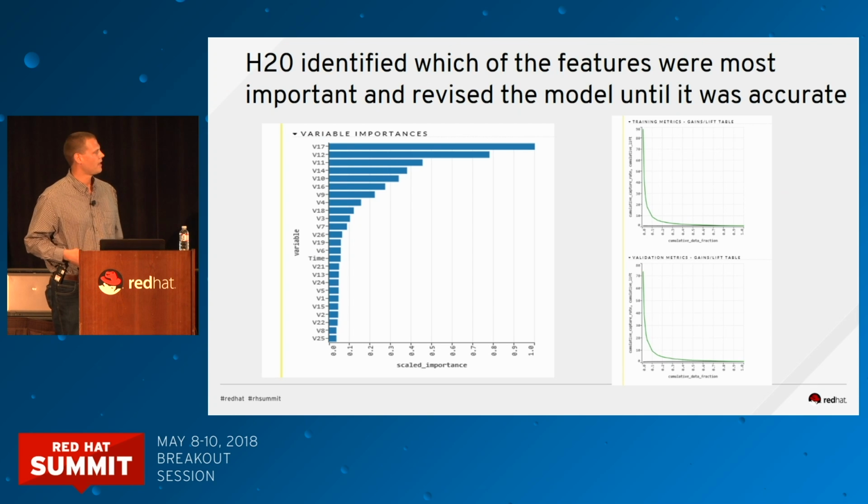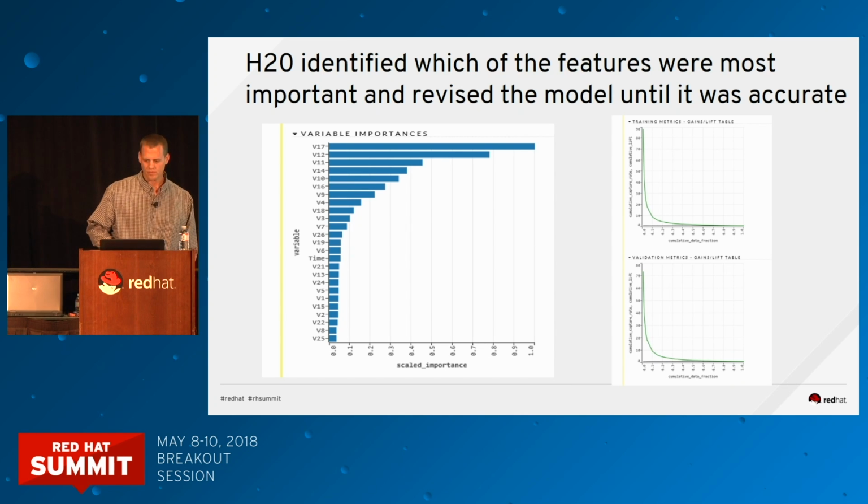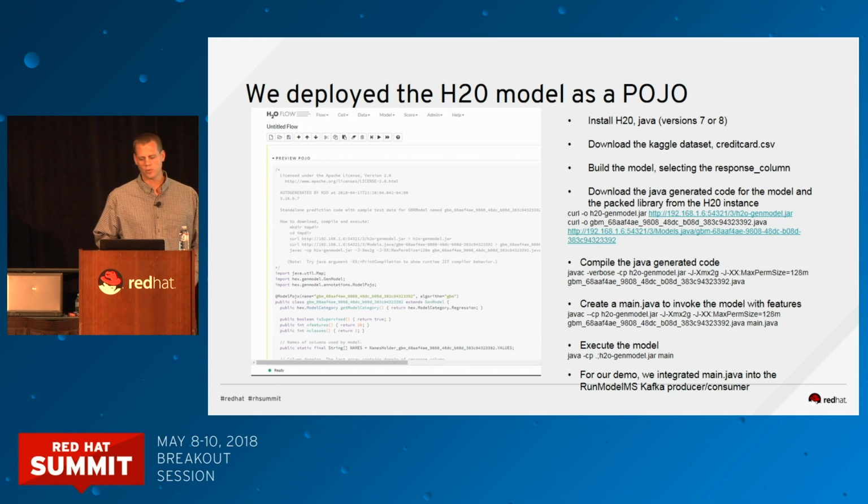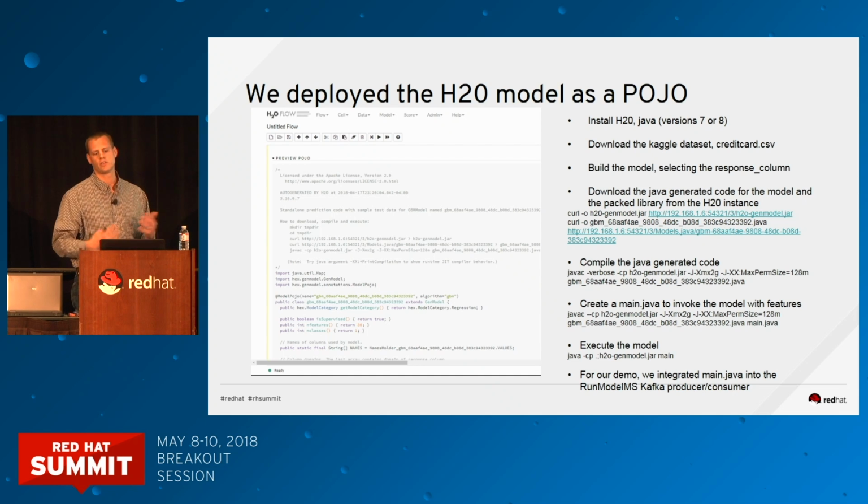move on from there. The other thing with H2O is it figures out which of the variables or features are the most important. So in this particular data set, you can see the ones up here were identified as being more important to predicting the target. We deployed it as a POJO. There's some steps here if you wanted to run it standalone. So we deployed the POJO and integrated it into an existing microservice that was producing and consuming from Kafka.